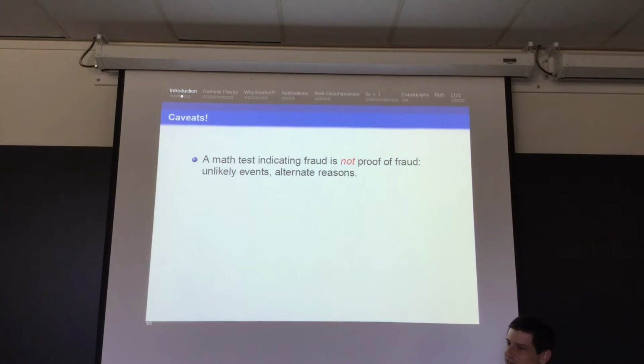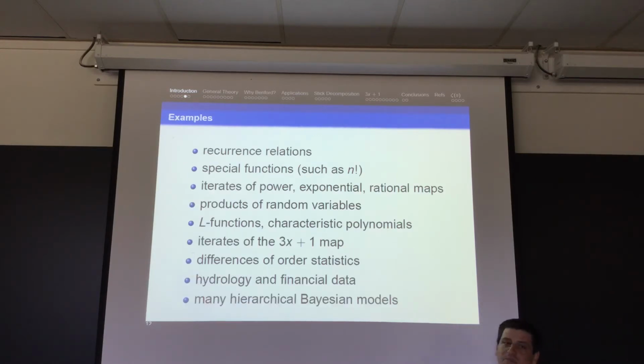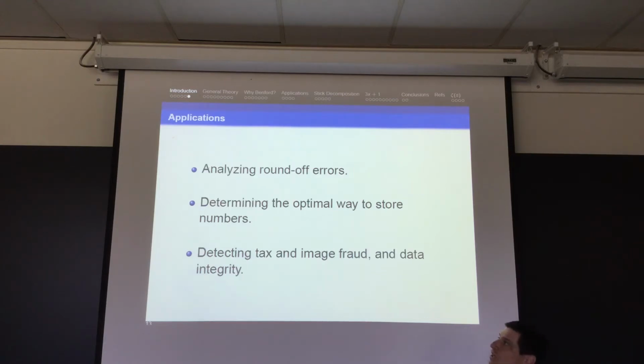So the caveat I love, and I actually emailed Scott Adams, I love him, to get permission to use this. Dilbert's travel expenses are rejected because all of his meal costs are round numbers. He's a liar or worse. I decide what to order based on what totals to a round number after a 15% tip. That's worse. Just because something is unlikely doesn't mean that something fraudulent has happened. There could be another alternative explanation. And for those of you who read Dilbert, this is not that surprising considering other things that happen in the strip. All right, lots of different examples of where Benford can follow.